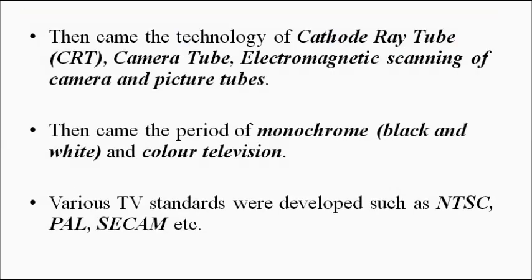Then after that, the technology of cathode ray tube, CRT, came, and electromagnetic scanning of camera and various picture tubes, camera tubes came, which was essentially the period of monochrome, black and white television. Color television came much later, and various TV standards were developed at that time such as NTSC, PAL, SECAM. I'm not going into the full form right now, we will discuss them later on.